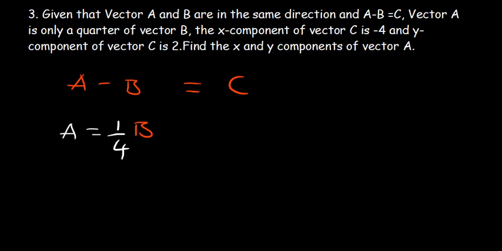The x component of vector C is -4, so I'll say my Cx is equal to -4. My y component is 2. Find the x and the y components of vector A. Very interesting, right? So what should we do there?